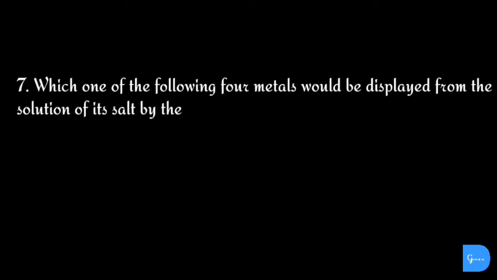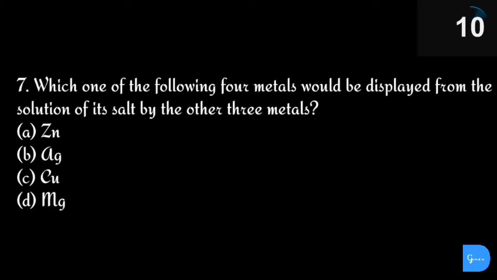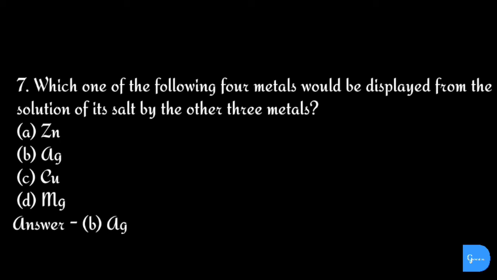Question number 7. Which one of the following four metals would be displaced from the solution of its salt by the other three metals? Option A. Zinc, B. Silver, C. Copper, D. Magnesium. The correct answer is option B. Silver.